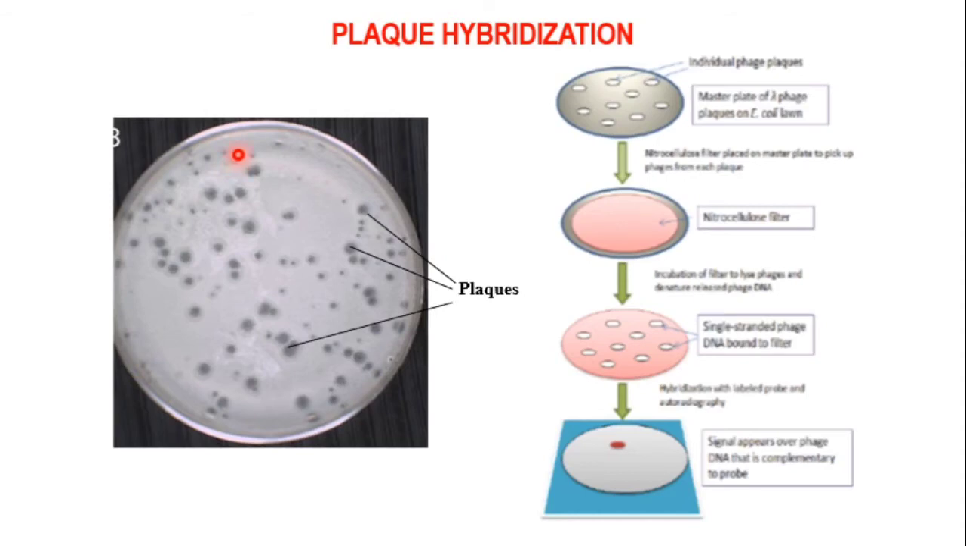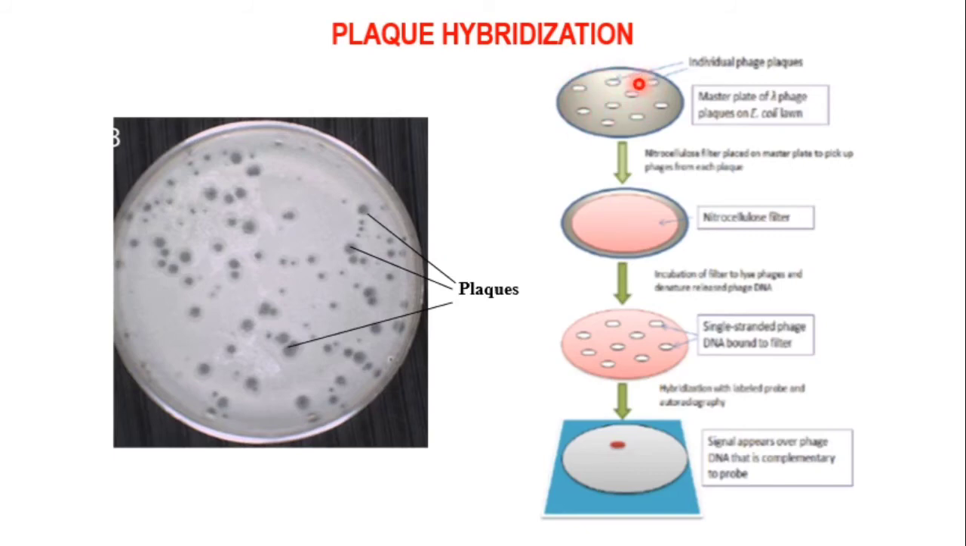These plaques will be created by different recombinant phages. So we have to identify which plaques contain our desired recombinant phage, that means which phage contains our desired DNA. Here you can see these are the phage plaques. This one phage plaque and this one other phage plaque.